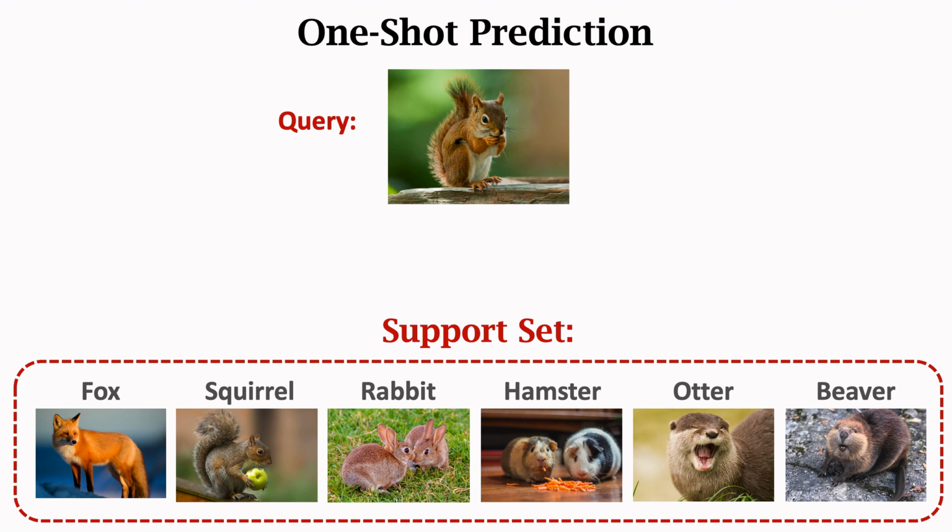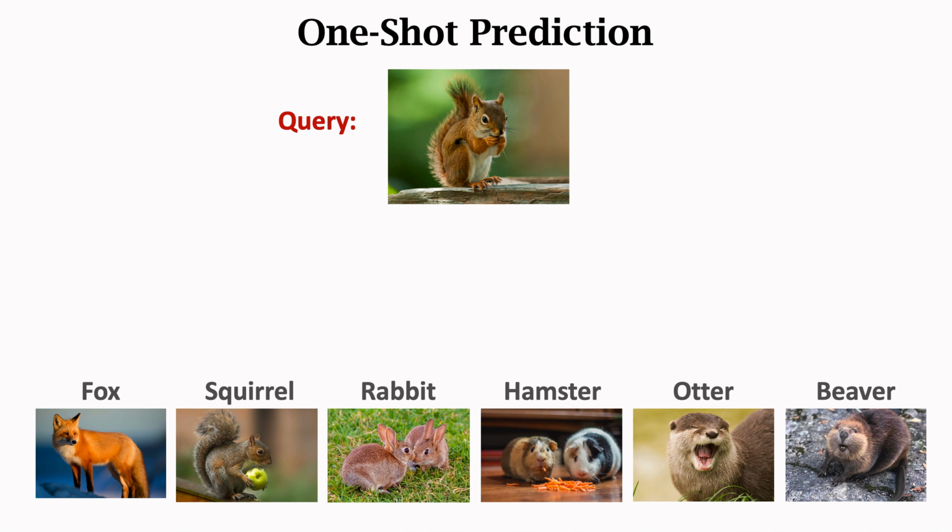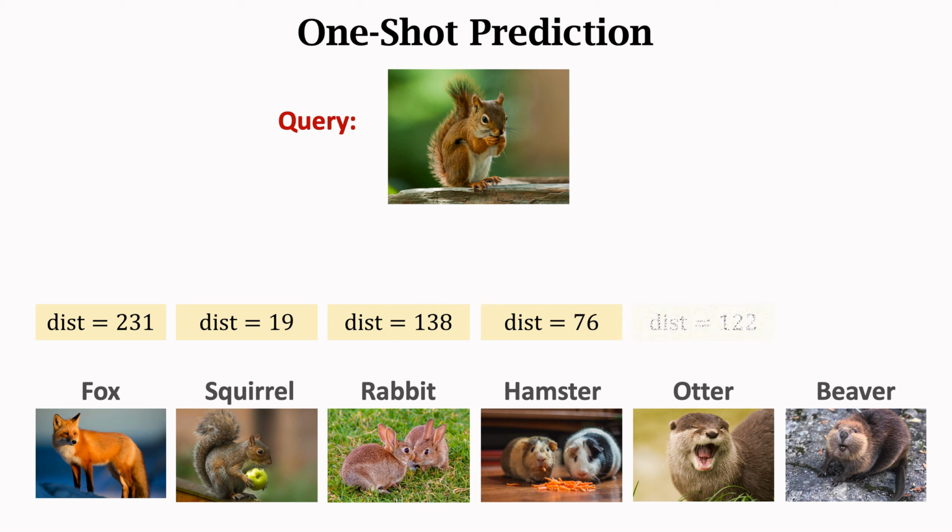We compare the query image with the images in the support set in this way. We use a convolutional neural network to extract features from all the images. Then, compute the distance between the feature vectors. For example, the query and the fox have a distance of 231 in the feature space. The query image and squirrel have a distance of 19 in the feature space. Do the same to compute all the distances.